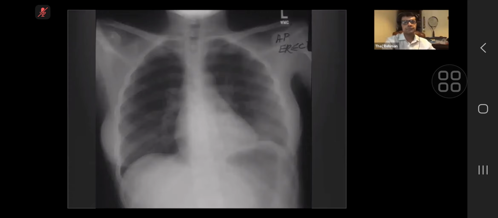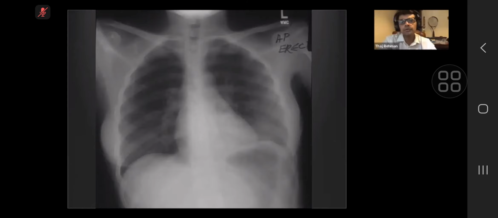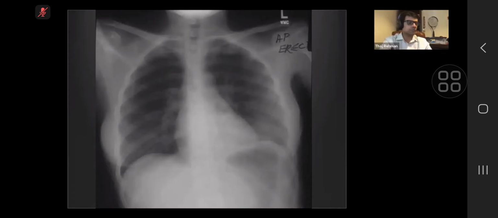Can you see any focal collapse or consolidation? There's no mediastinal shift. Can you see my arrow? No. Right, you're right. The arrow is not projecting.